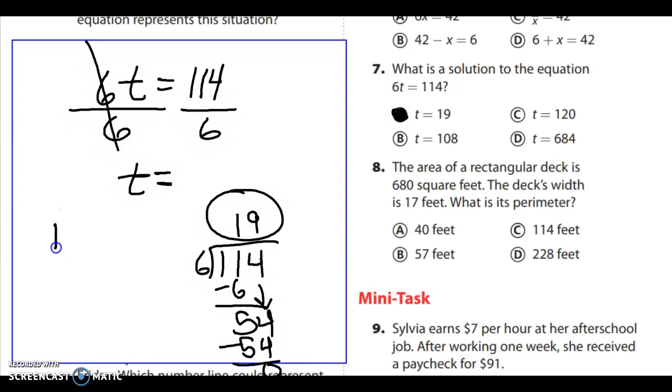And we could check that by just doing 19 times 6. I need that to be 114 if I'm right. 6 times 9 is 54. 6 times 1 is 6, plus 5 is 11. I get 114. It's proof that it's right. Okay, good. We're on number 8.